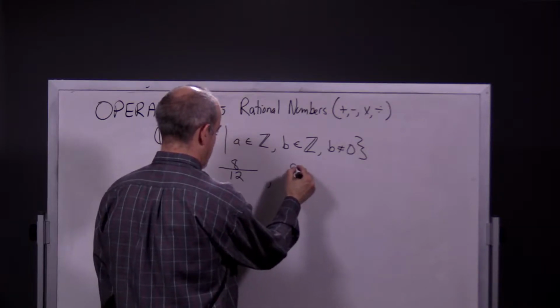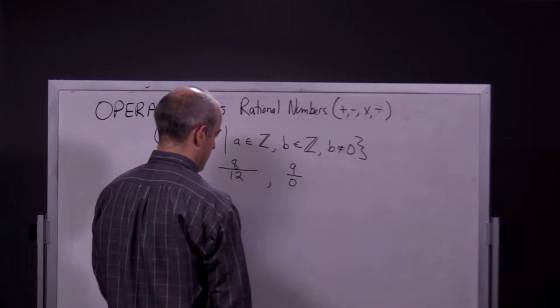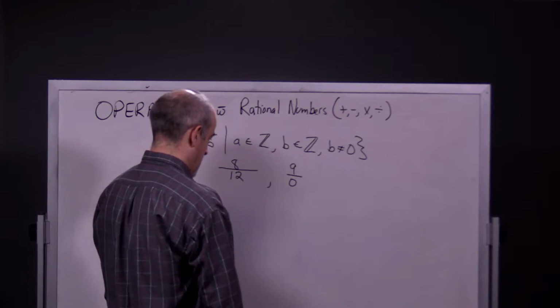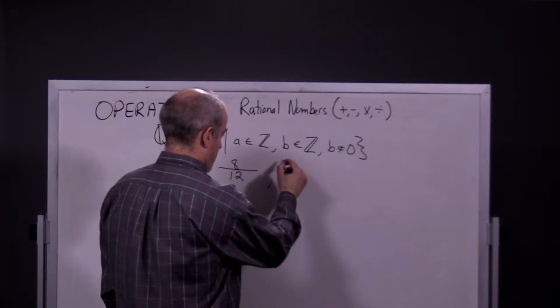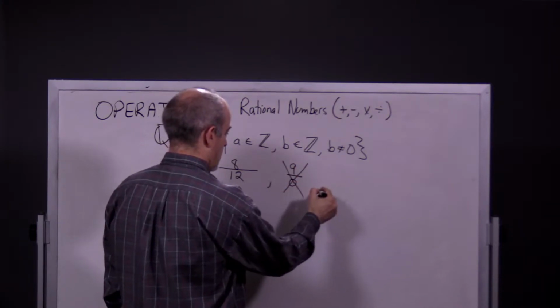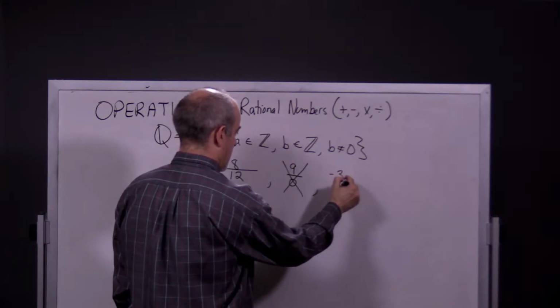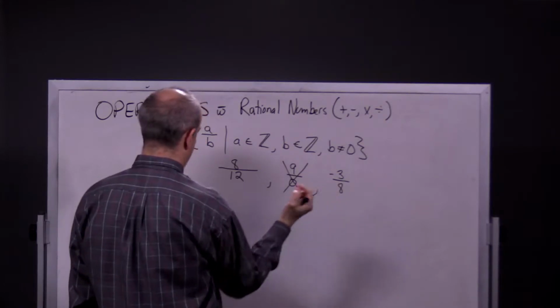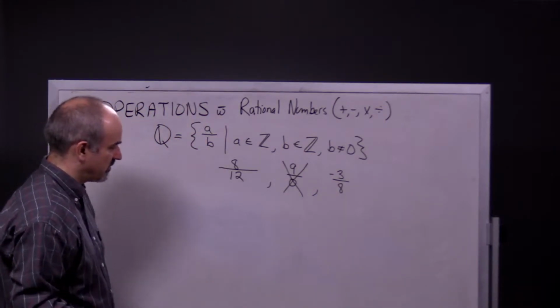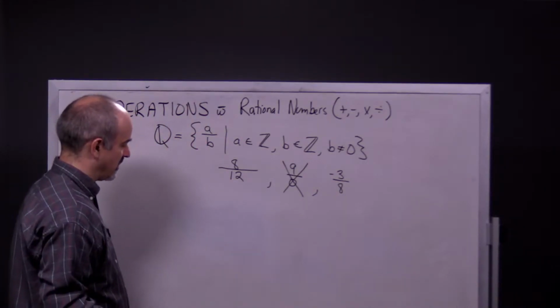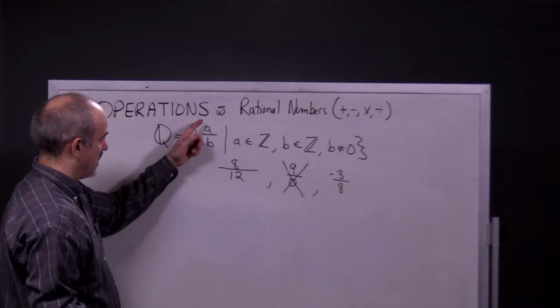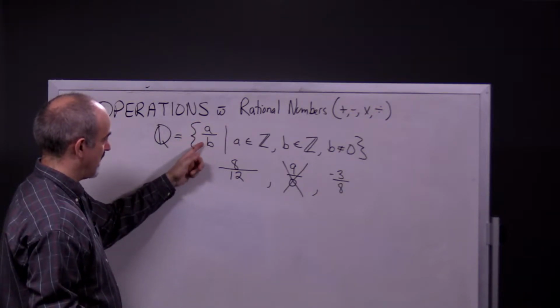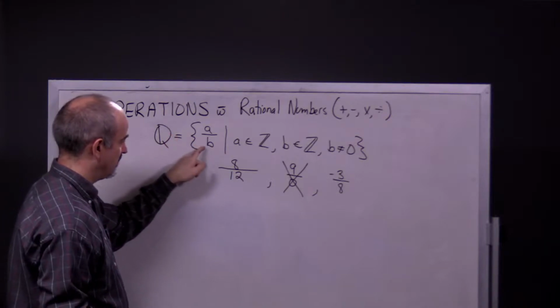This is not a rational number, because B cannot be 0. So not that. But negative 3 over 8 is, because negative 3 is an integer, and 8 is an integer. So that's basically what the rational numbers look like. This has to be an integer, that has to be an integer, but that can't be 0.